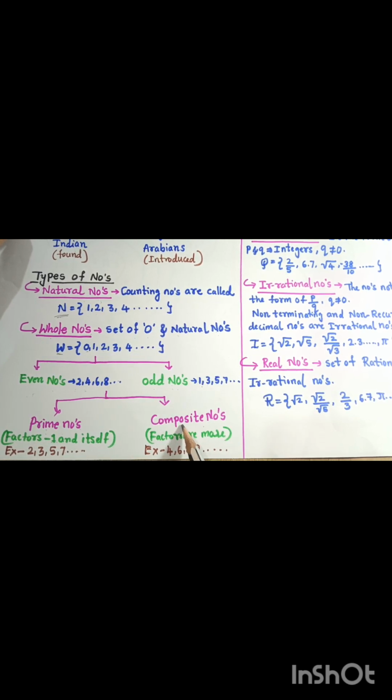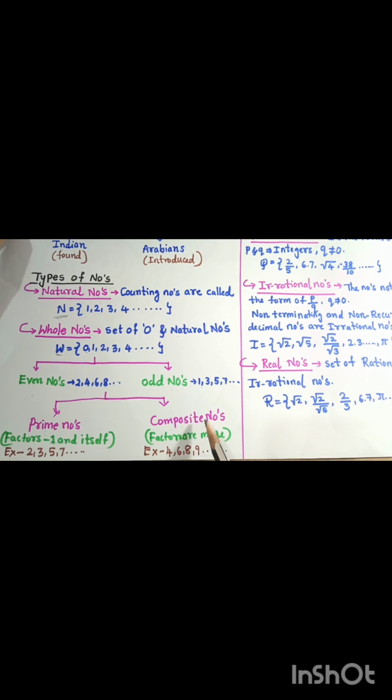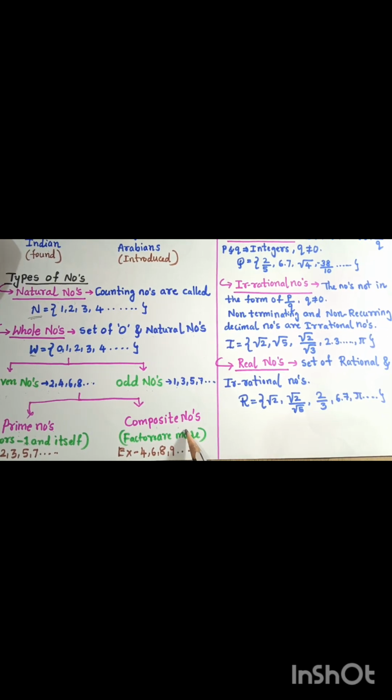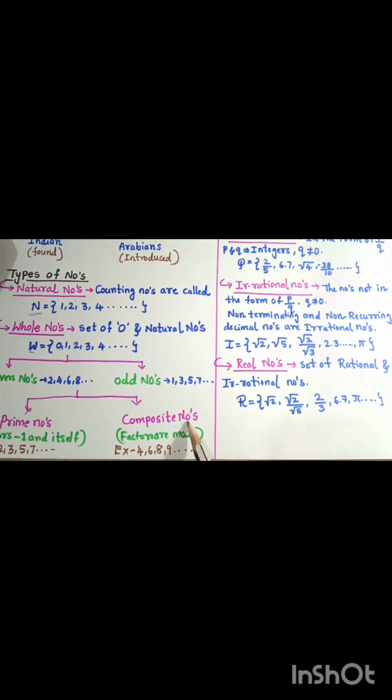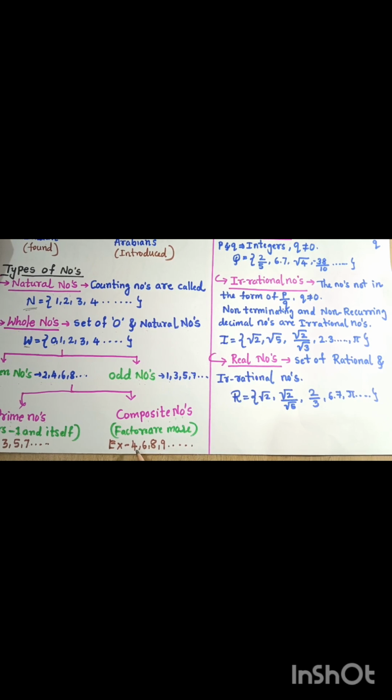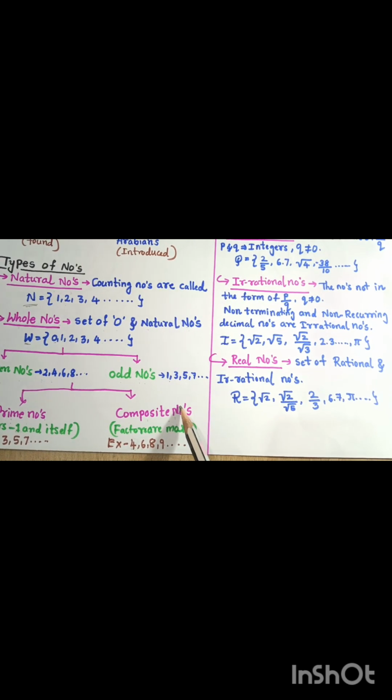Next, composite numbers. Composite numbers means the numbers which have more factors. Examples are 4, 6, 8, 9, and so on. Now see 4. What are the factors of 4 here? The factors of 4 are 1, 2, 4. Yes, it has 3 factors. So these numbers are called composite numbers.